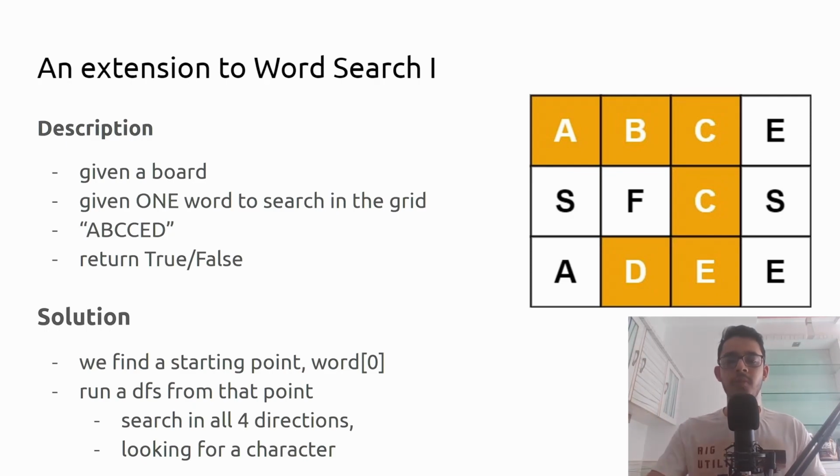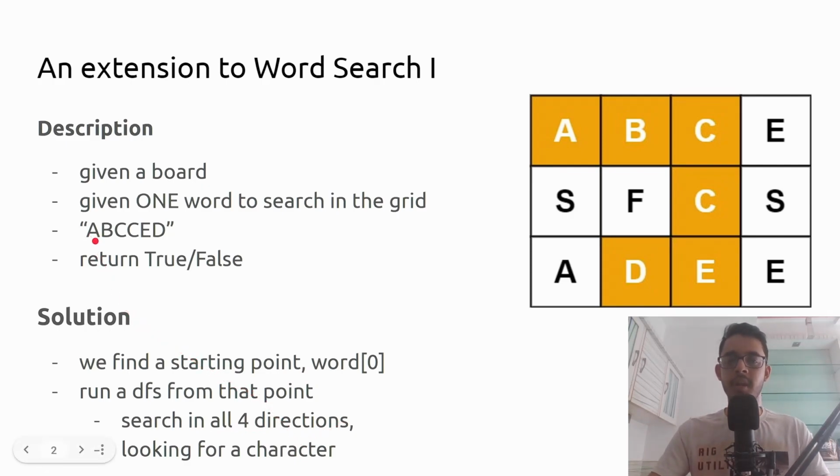Well, the first thing you want to do is find the starting point, which is word[0]. Because you know for a fact that this entire string is going to start from the character A, you'll start looking for the character A inside of this giant board. And once you've found that character A, what will you do next? From that point, you can run a DFS and search in all the 4 directions looking for the next character.